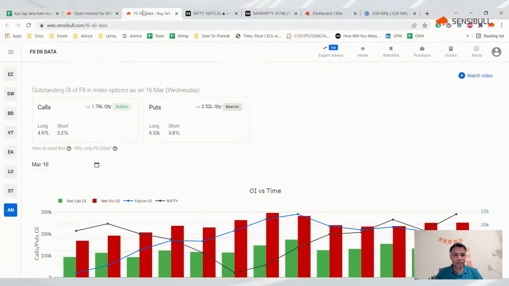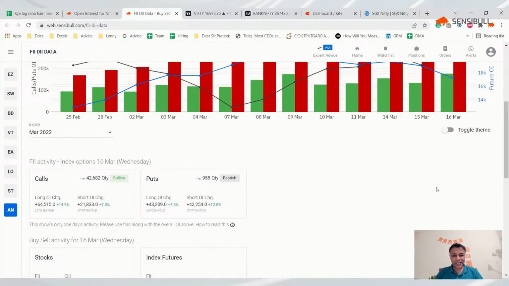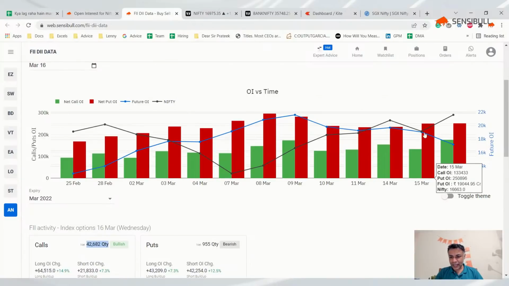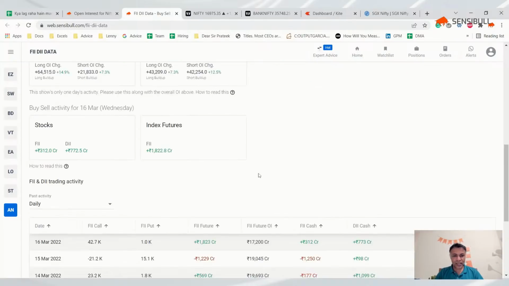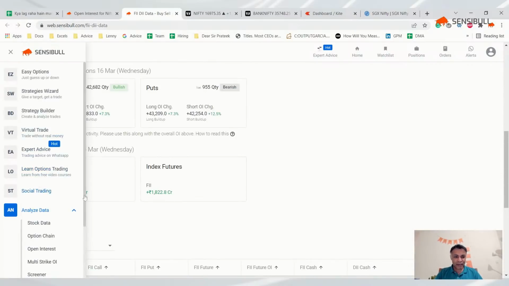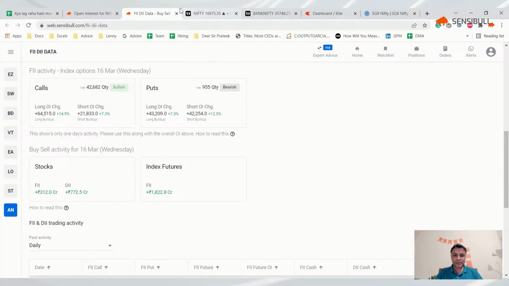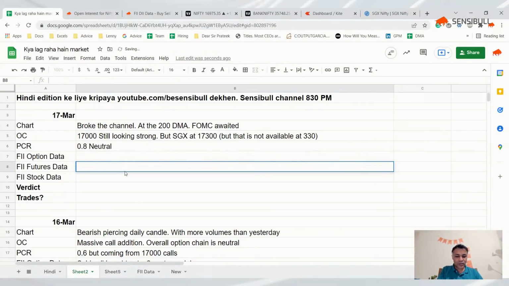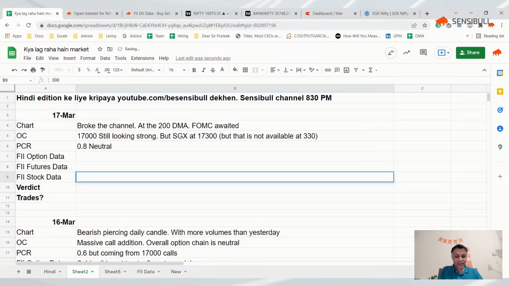FII option data should be very interesting today. Yeah, this is very, very telling. So FII bought 42,000 calls today, and suddenly you can see the gap has closed between calls and puts. They bought 2000 crore futures, and for the first time after ages, FII bought stocks today. This is yesterday's. So, bought calls in huge quantum, 40,000 calls. Futures data is 2000 crore buy, 300 crore buy.